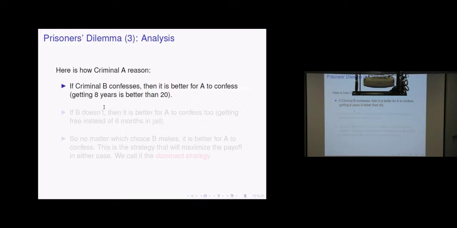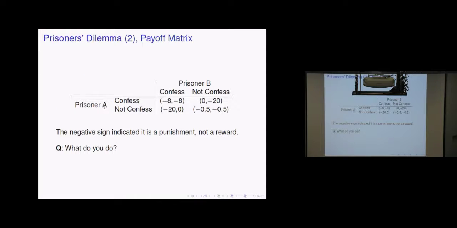Every player is rational, so let's see how they reason. Here is how Mr. A, or criminal A, reasons. There are two possibilities for Mr. B: Mr. B could confess or Mr. B could not confess. So the first case is that Mr. B confesses.